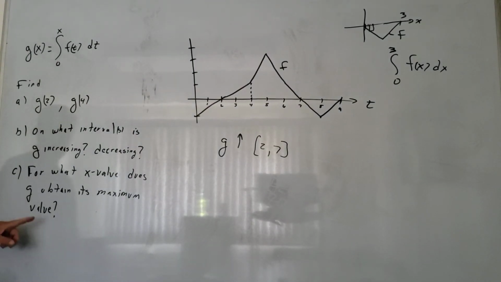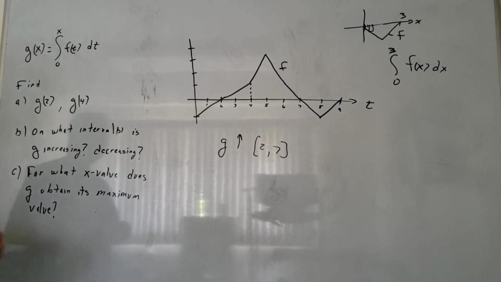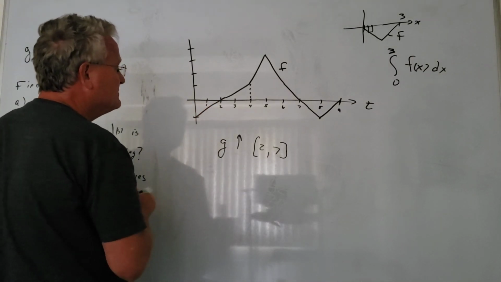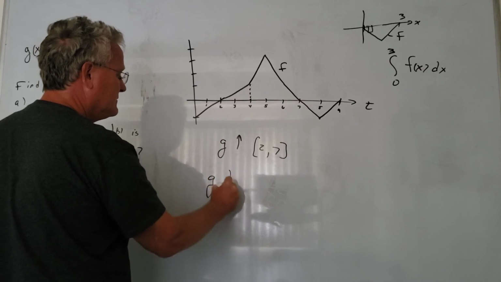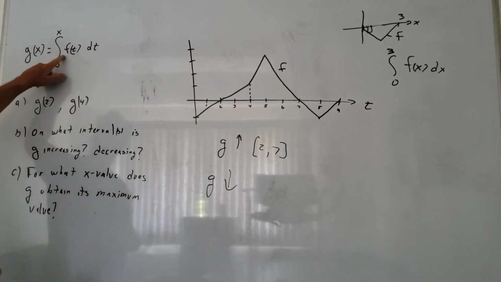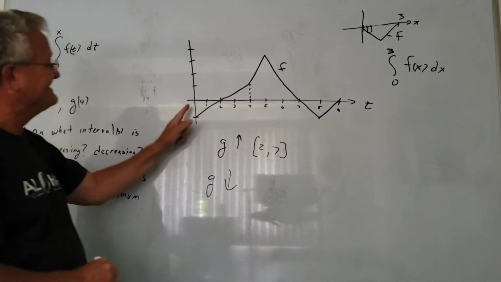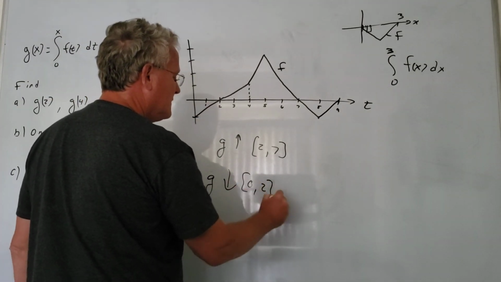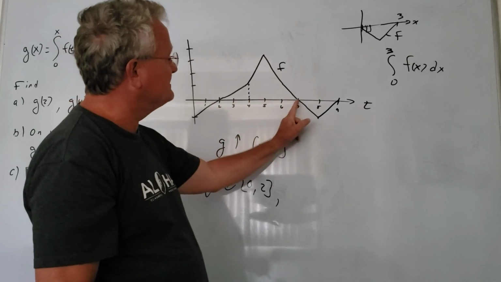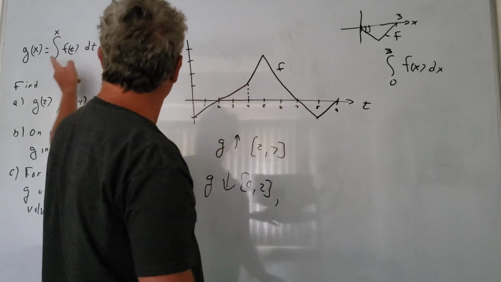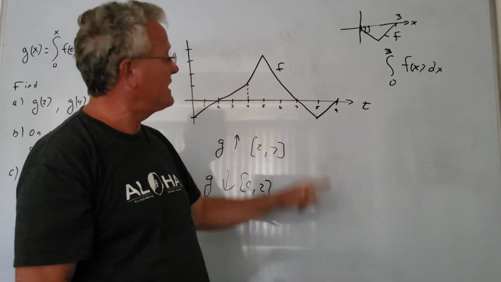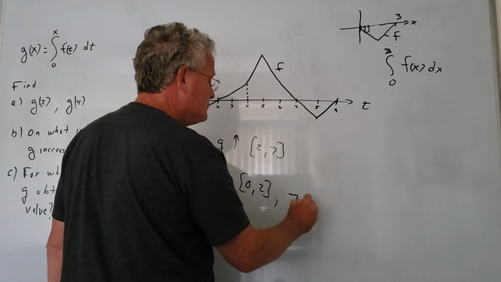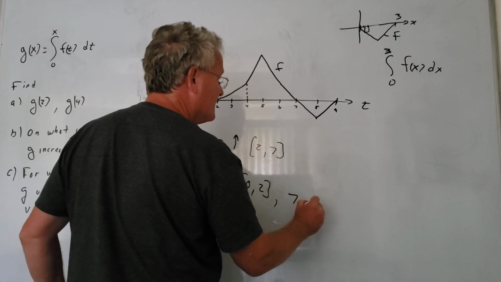Where is it decreasing? It's decreasing when we're adding negative numbers. So it's decreasing from 0 to 2. So the overall value of this summation is decreasing from 0 to 2. And it starts decreasing again, the overall value, from 7 to 9, because that's where we start adding negative numbers again to the overall value of this.